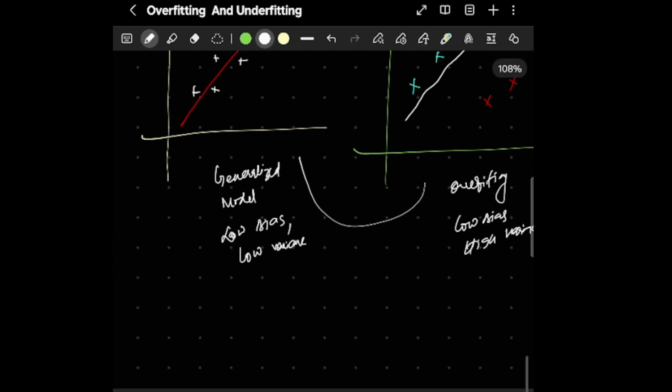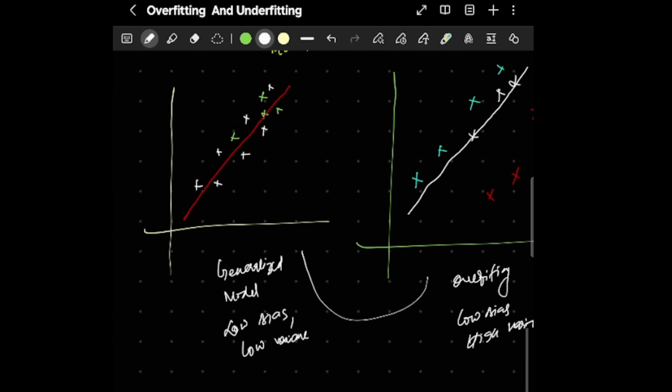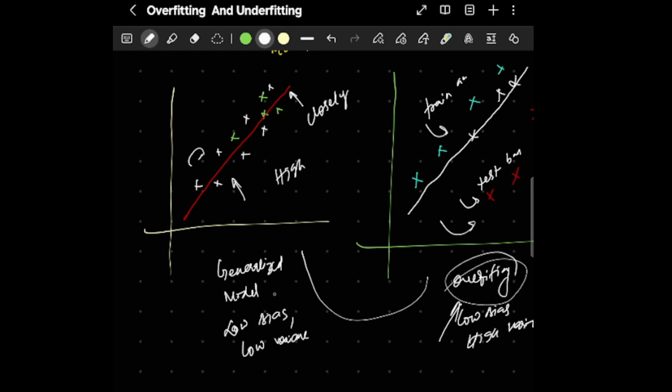What is the difference between both graphs? In this graph, the training data set and test data set both have high accuracy, so the best fit line goes closely. But in the other, the test data set has very bad accuracy and the train data set has very high accuracy, so the line does not go closely. This is not the best fit line. For a generalized model, both the test data accuracy and the train data accuracy are high.